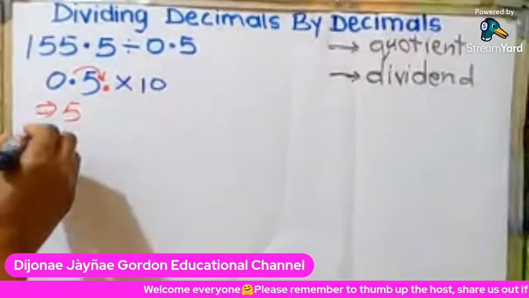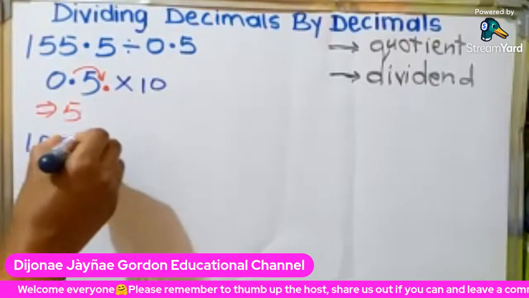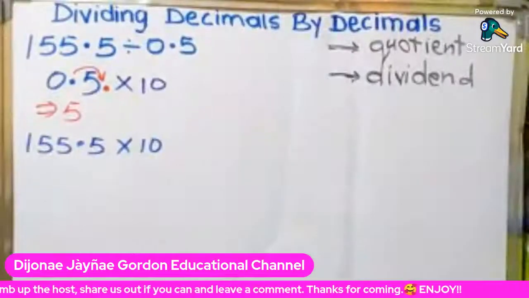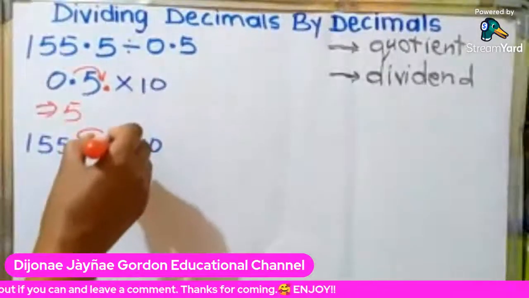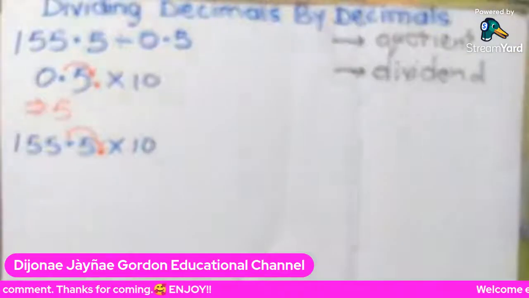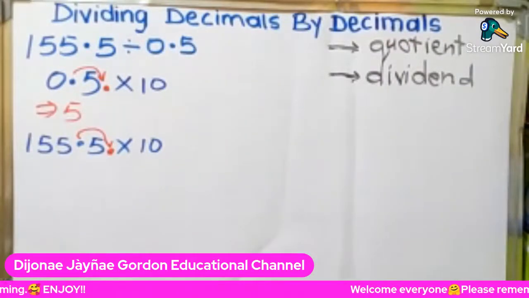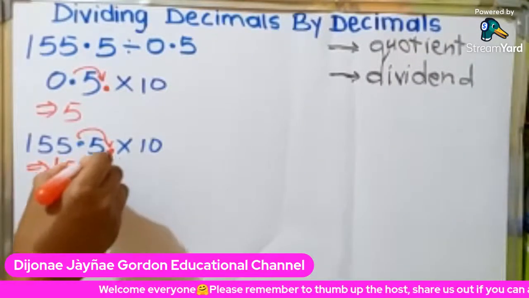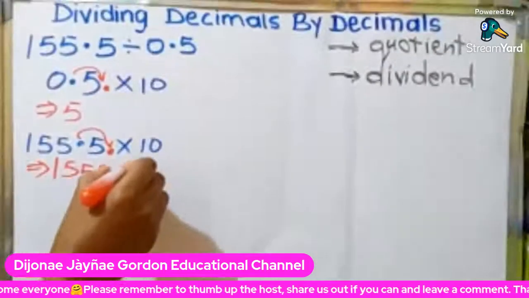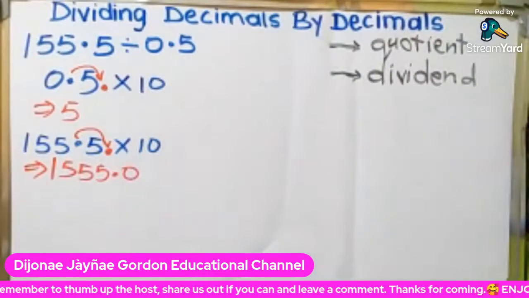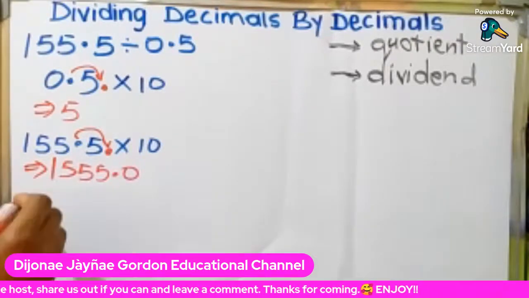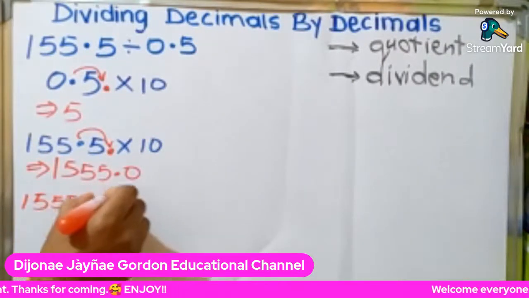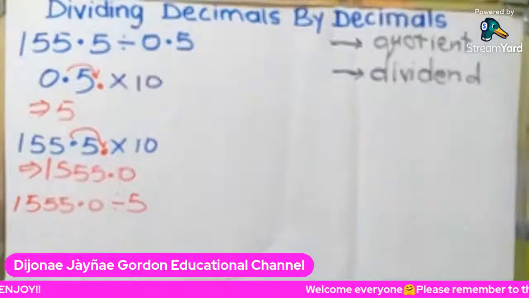So now I have 155.5 multiplied by 10. And of course, I'm going to move one place to my right. So the decimal place is now going to come after this 5. All right. So let me rewrite the problem so we know exactly what we are working with. And of course, it's going to be 1,555.0. So we have 1,555.0 divided by 5. That's what we are working with.